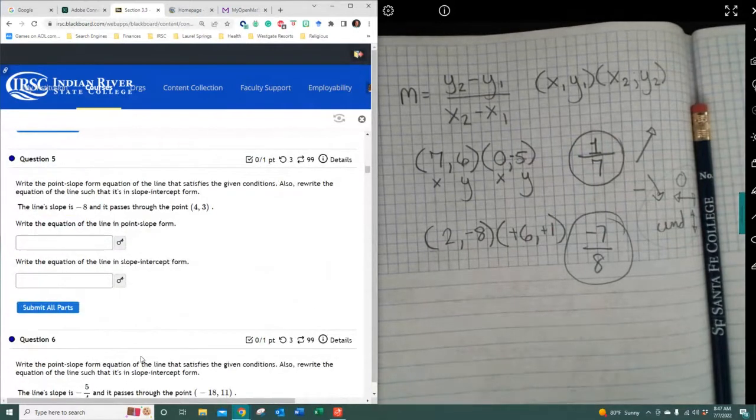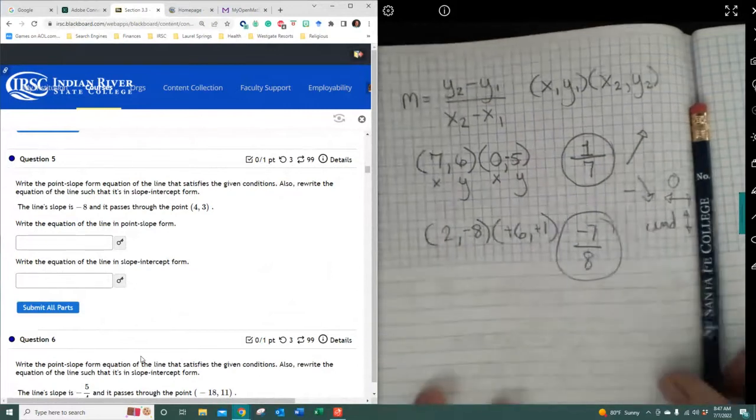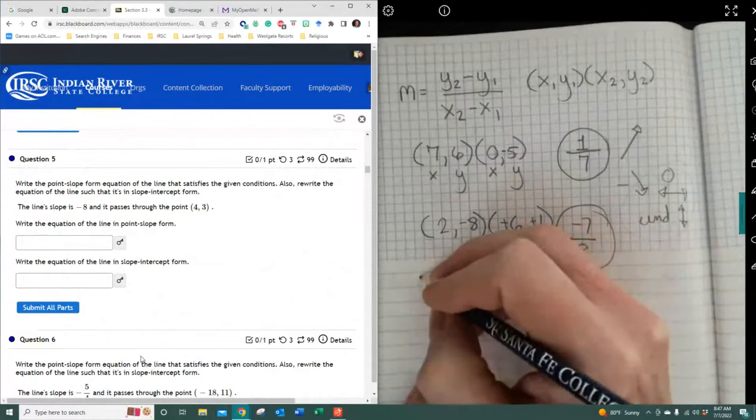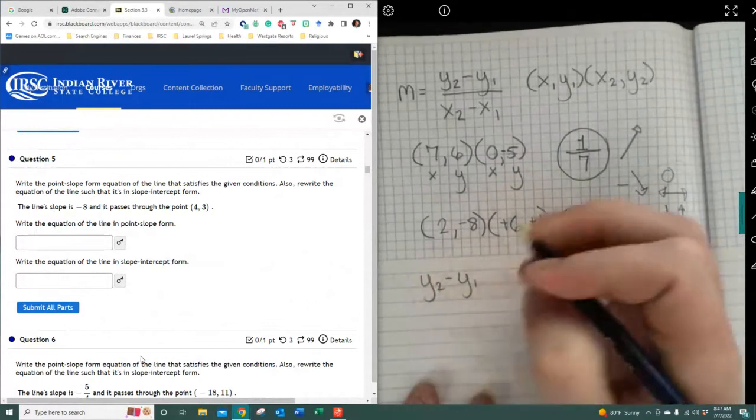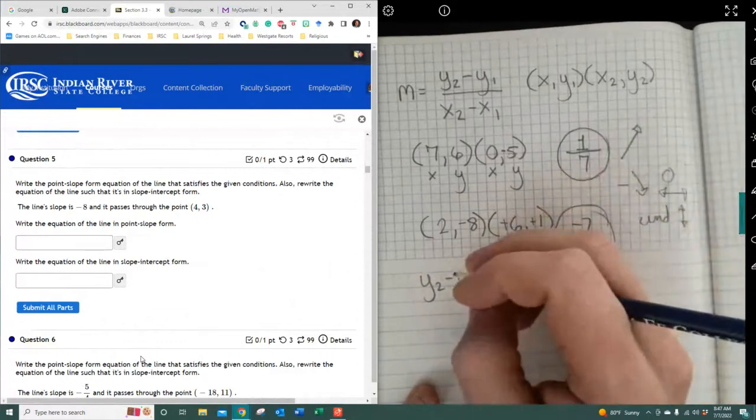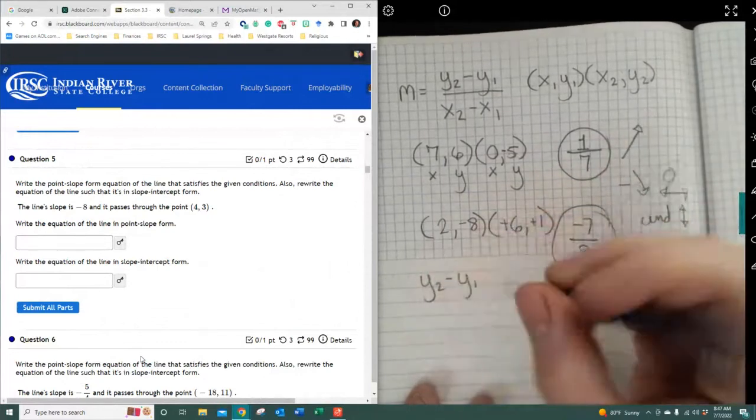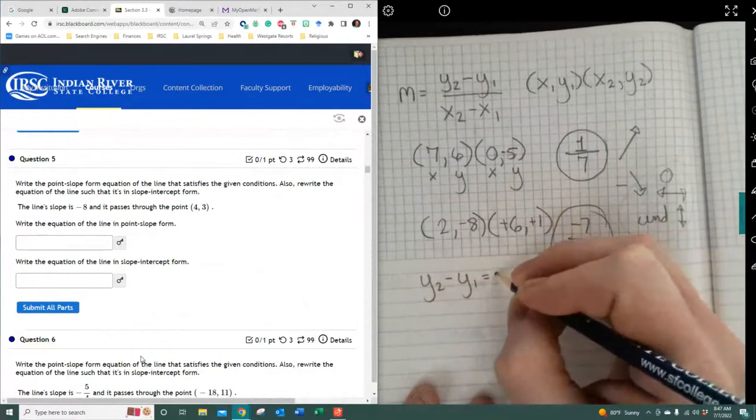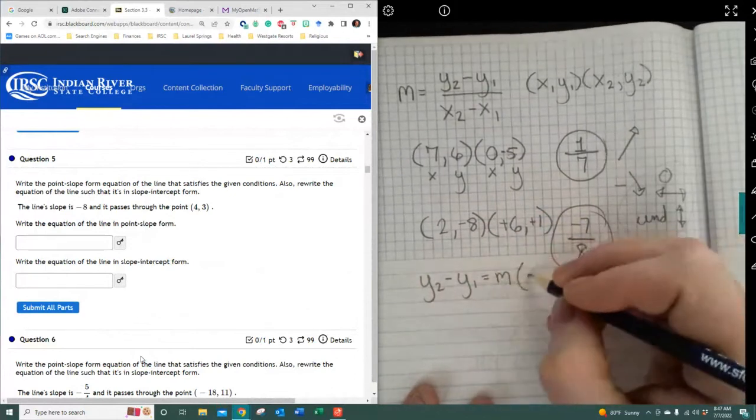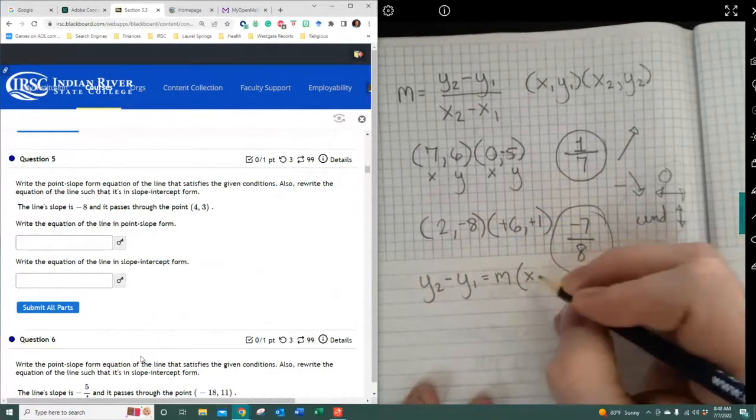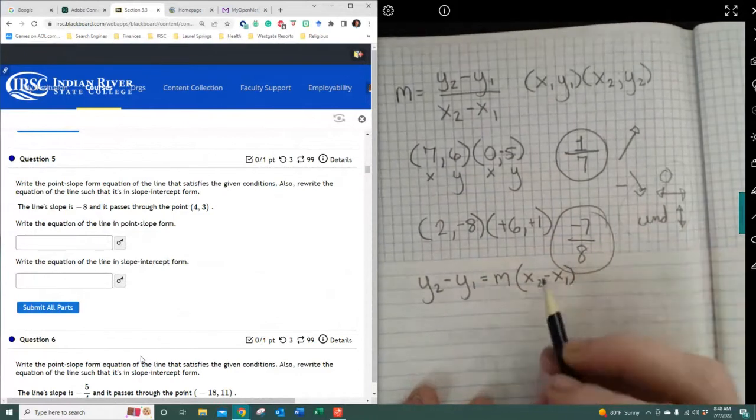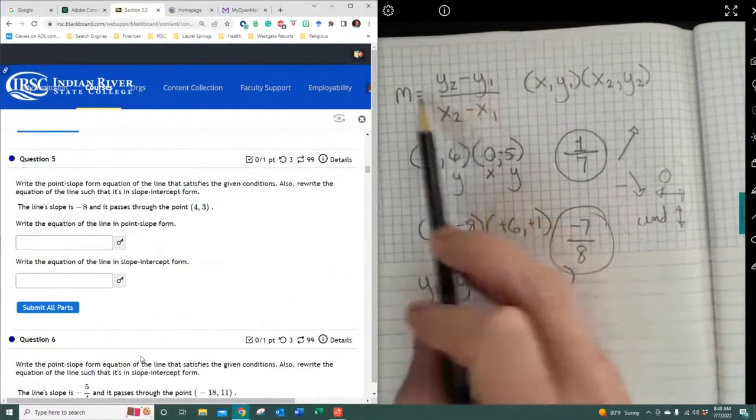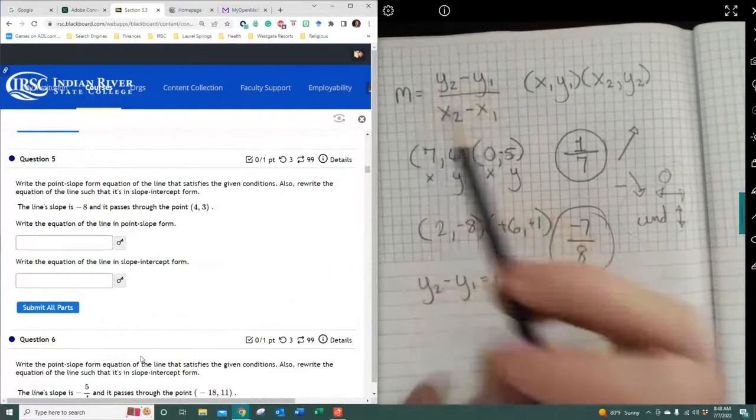Now, it says write the point slope form. So what does point slope form mean? Point slope form means you have y sub 2 minus y sub 1. Now, thing is that you really don't need this, right? I'm doing this on purpose. It's not the way the formula is written, but I'm doing this on purpose to you. But x sub 2 minus x sub 1. And if you think about it, this is in fact the slope formula.